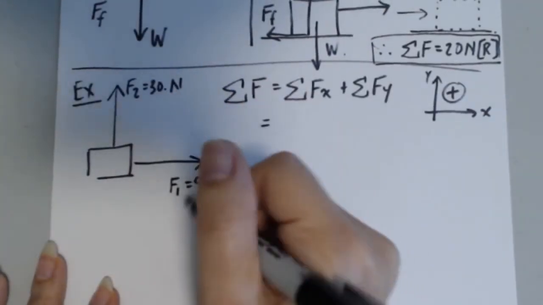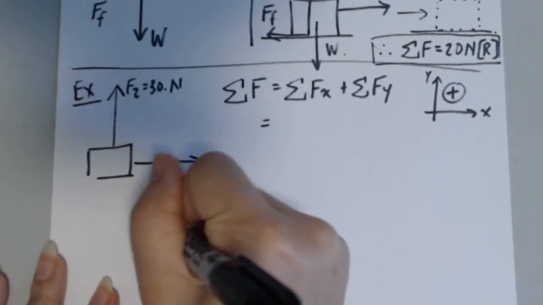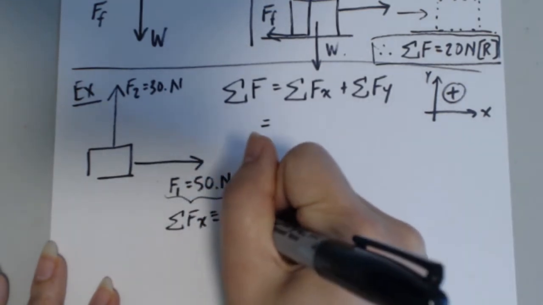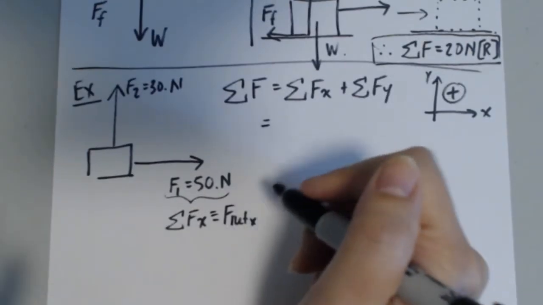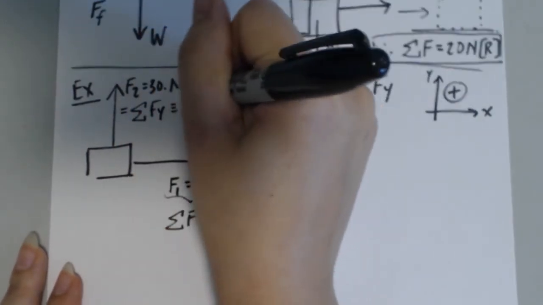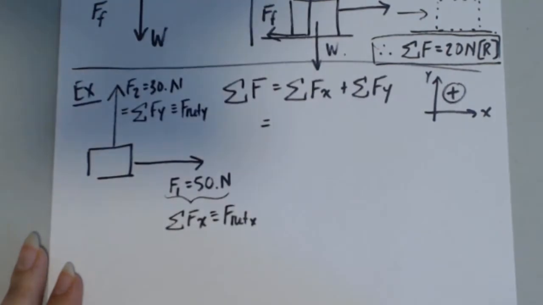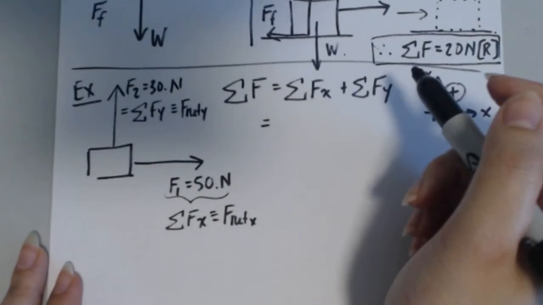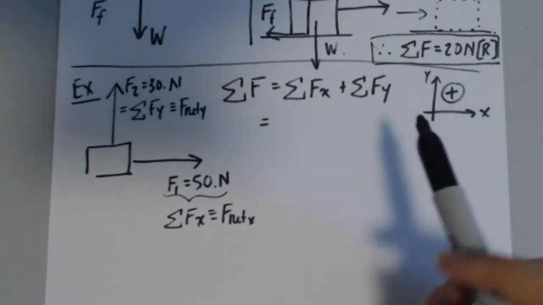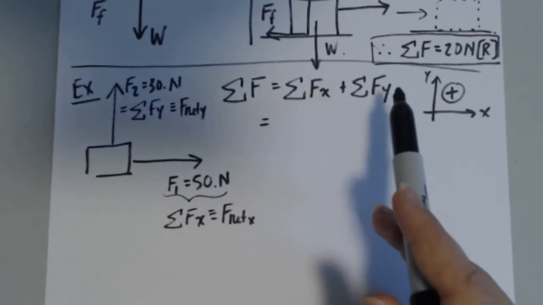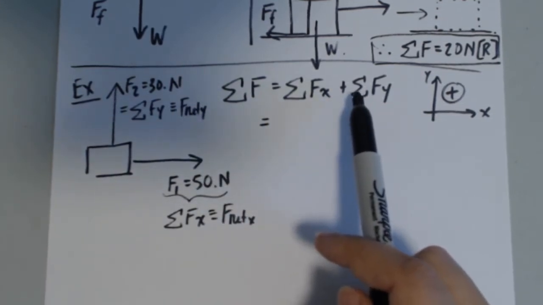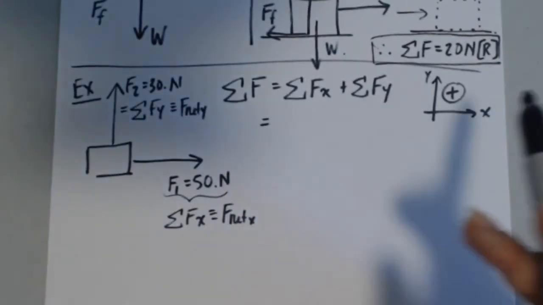Since I only have one force in the x direction, this is sigma Fx, or you could just as equally call that F net x. And since I only have one force acting in the y direction, this is sigma Fy, also known as F net y. So the sum of the forces in the x direction is 50, the sum of the forces in the y is 30. But you know that this is a vector sum. I'm not going to do 50 plus 30 equals 80 newtons. That's incorrect. They are moving at 90 degrees to each other.